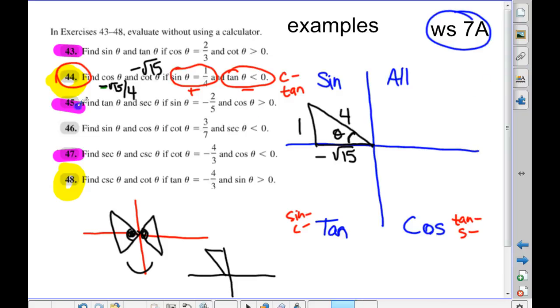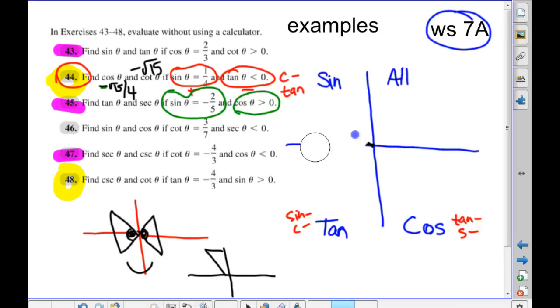All right, 45. Find the tangent and secant. If the sine is negative, and the cosine is positive, I'm going to get rid of this little triangle. Where is the cosine positive, but the sine is negative? Are you okay with that part? You understand how we got that?